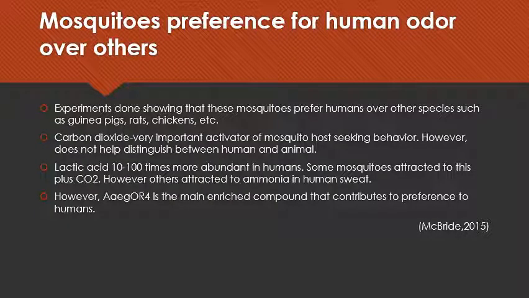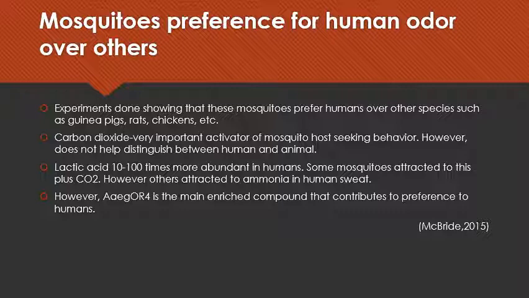But why do mosquitoes prefer the human population is the real ultimate question. Many experiments have been done showing that certain mosquito species prefer us over species such as guinea pigs, rats, or even chickens. There are many cues and factors that drive the mosquito to our skin. Carbon dioxide is very important in their host-seeking behavior, but this alone does not distinguish humans over other species. Lactic acid is another indicator because it is more abundant in humans than other species.